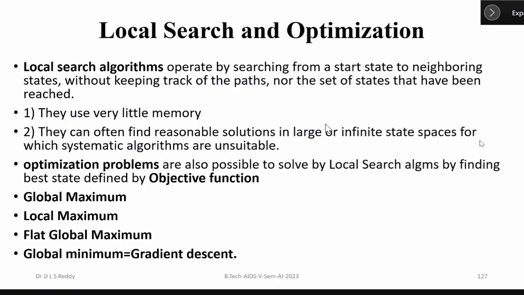Optimization problems are also possible to solve by local search algorithms. And how do you do this searching? By taking the objective function. And here you will be having terms like global maximum, local maximum, flat local maximum, global minimum. These are the terms we use in local search and optimization.